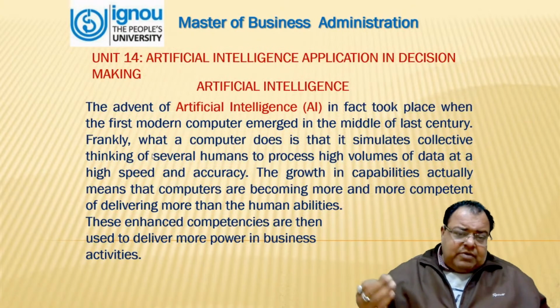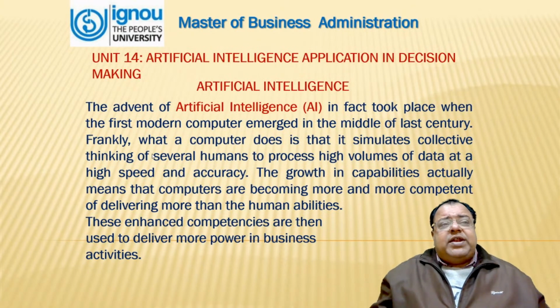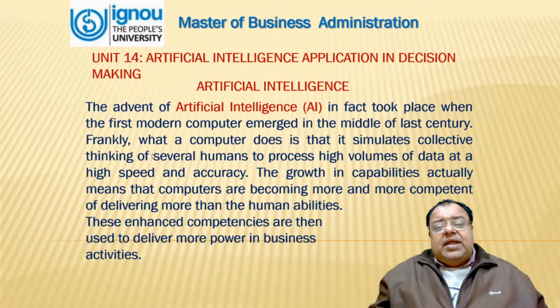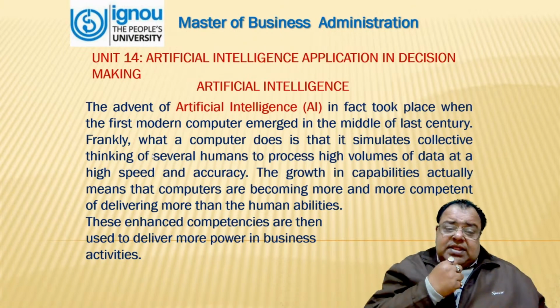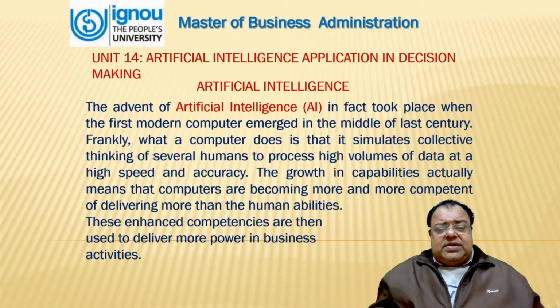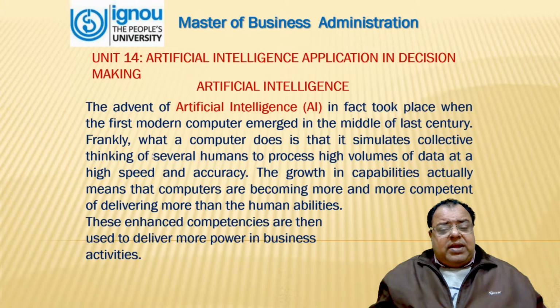Now, we move on to Unit 14, which is related to artificial intelligence applications in decision making. First of all, what is meant by artificial intelligence? The advent of artificial intelligence in fact took place when the first modern computer emerged in the middle of last century. Frankly, when a computer does it, it simulates the collective thinking of several humans to process high volumes of data at a high speed and accuracy.